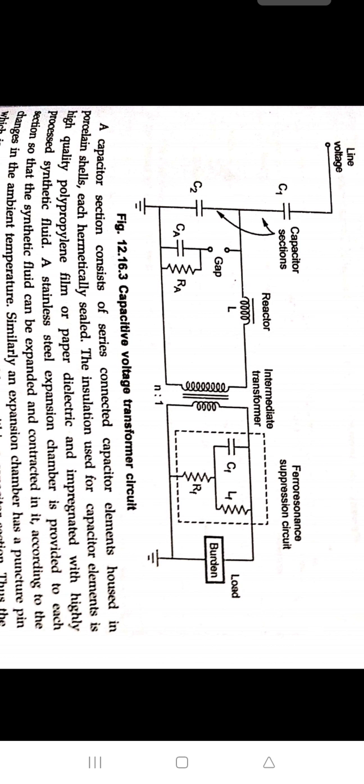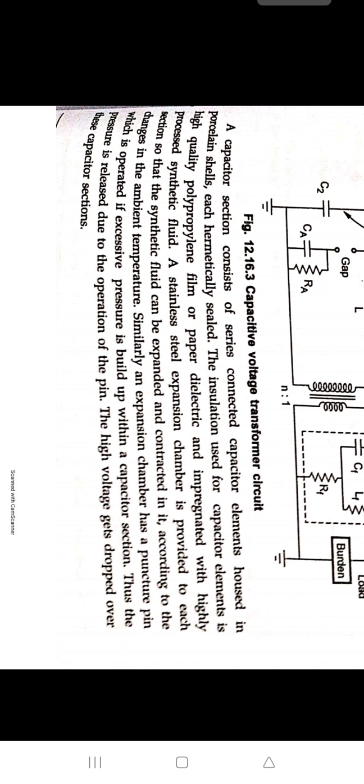A capacitor section consists of series connected capacitor elements housed in porcelain shells, each hermetically sealed. The insulation used for capacitor elements is high quality polypropylene film or paper dielectric impregnated with highly processed synthetic fluid. A stainless steel expansion chamber is provided to each section so that the synthetic fluid can be expanded and contracted in it according to the changes in the ambient temperature.